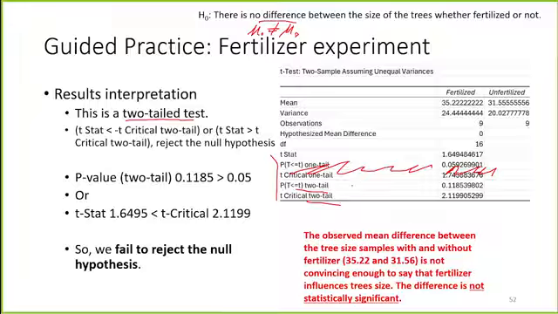Once we know the two-tailed test, there are two ways to decide whether we reject or fail to reject. Either look at the p-value alone, right? 0.1185 is greater than 0.05, so we fail to reject. Or we can look at the t-stat. The t-stat is 1.64, but our t critical is 2.11.